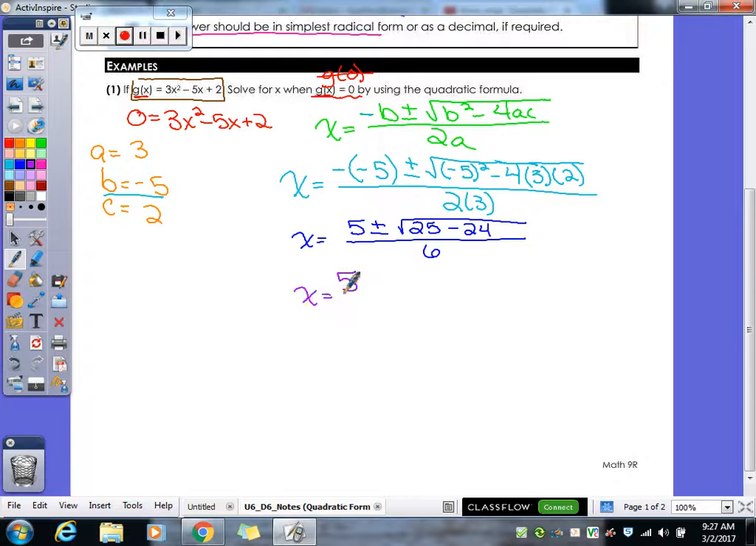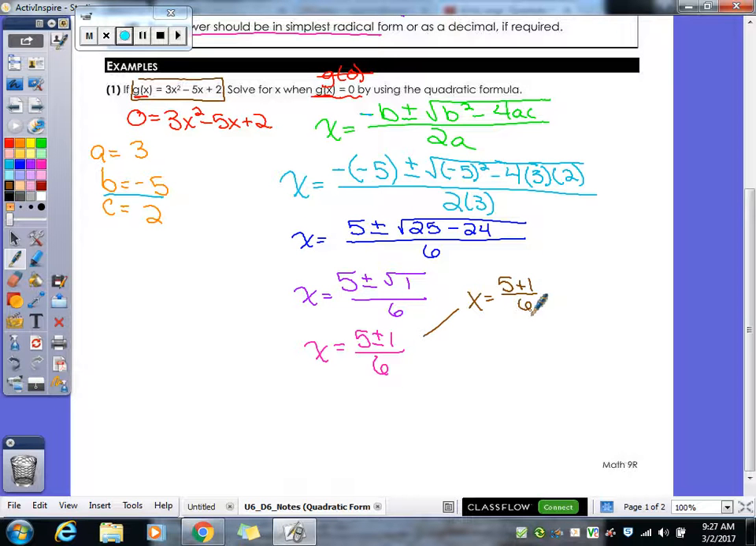So now, what is 25 minus 24? 1. What is the square root of 1? 1. So this becomes 5 plus or minus 1 all over 6. So we've got to actually continue this out and find the answers. So that means we're going to have 5 plus 1 divided by 6.